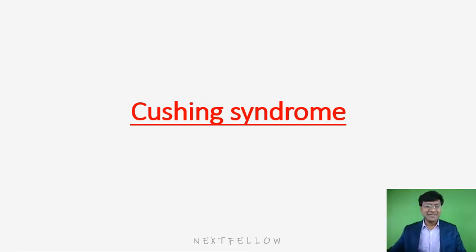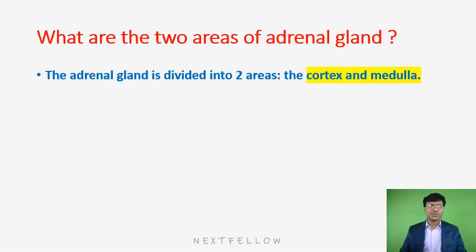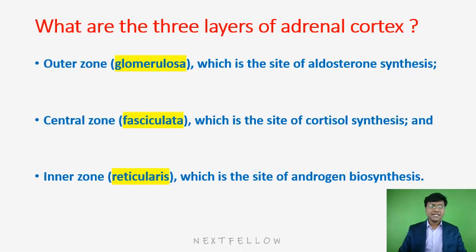In this session, I'll be discussing a very important topic in endocrinology, that is Cushing syndrome. I'll just give you a quick recap of this topic. First of all, you need to know that the adrenal gland has two important areas, that is the adrenal cortex as well as the adrenal medulla. So these are the two areas of the adrenal gland. Now, within the adrenal cortex, we have three layers. What are the three layers?